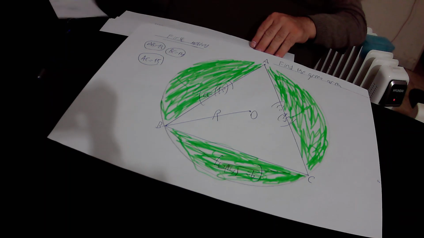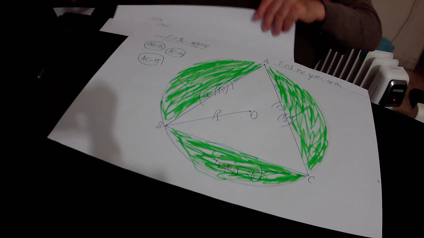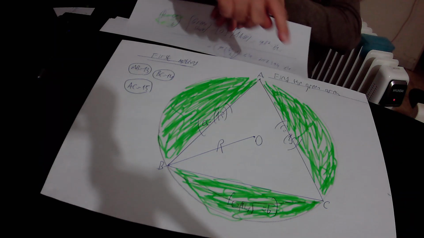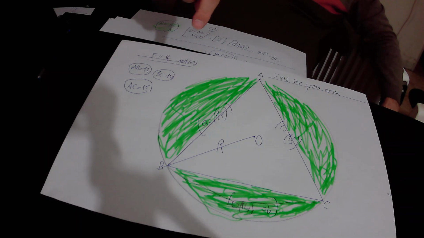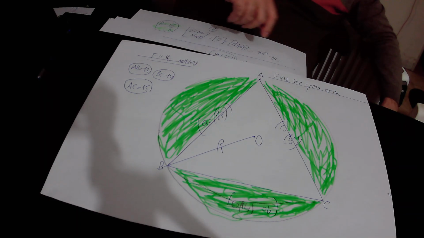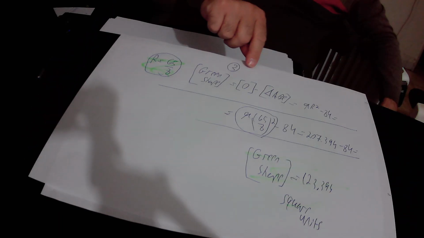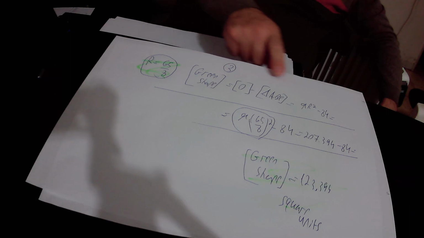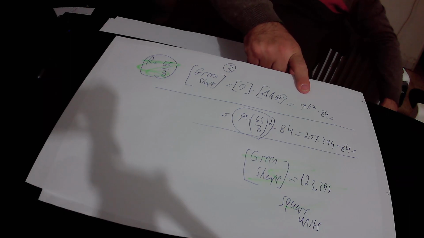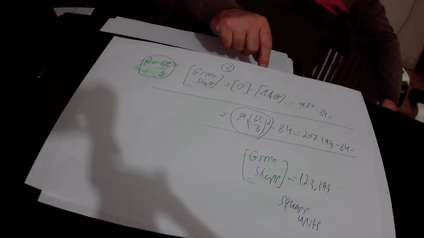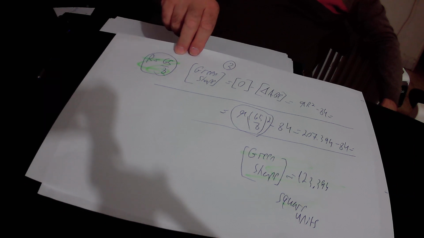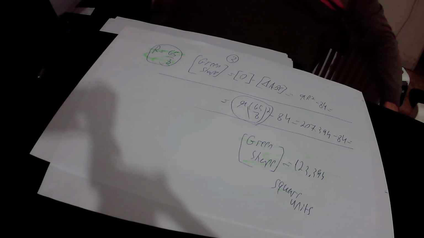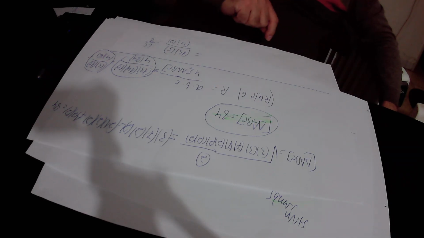I repeat again, the radius R of this circle equals 65 over 8 units, and the area of the green shape equals the area of the circle minus the area of triangle ABC. The area of the circle is pi r squared, minus the area of triangle ABC. What is the area of triangle ABC? We have already found out that the area of triangle ABC equals 84 square units.